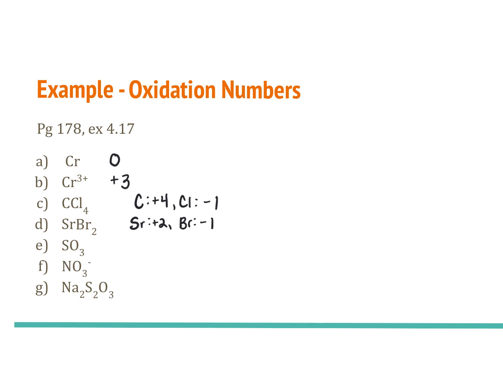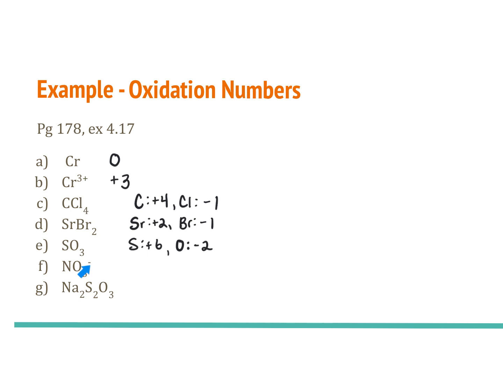All right, now we get into some that are more interesting because they start involving oxygen, and oxygen is very interesting when it comes to assigning oxidation numbers. Most of the time, oxygen's oxidation number is going to be -2. In this case, since oxygen is paired with sulfur, there are 3 oxygens for a total oxidation number of -6. So sulfur must have an oxidation number of positive 6.